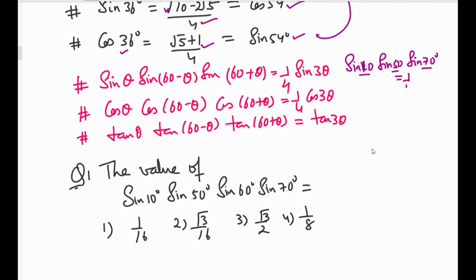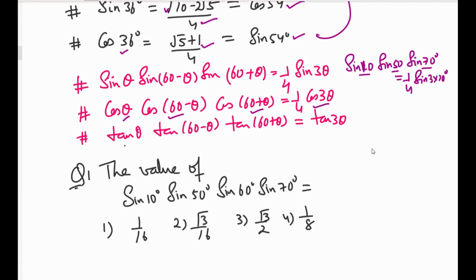Then your answer is 1 by 4 sin 3 into 10, that is sin 30 degree. So these are products of three sines. Similarly, cos theta, cos 60 minus theta, cos 60 plus theta is 1 by 4 cos of 3 theta.